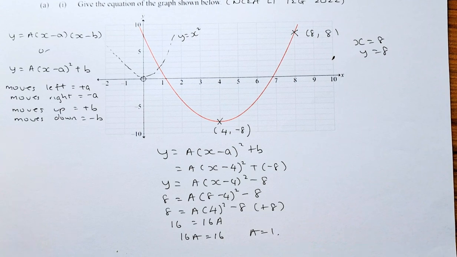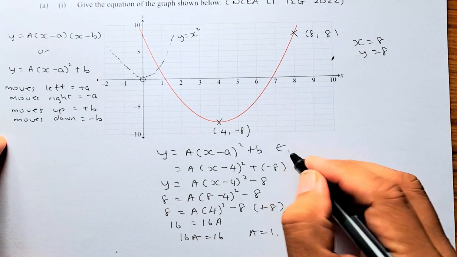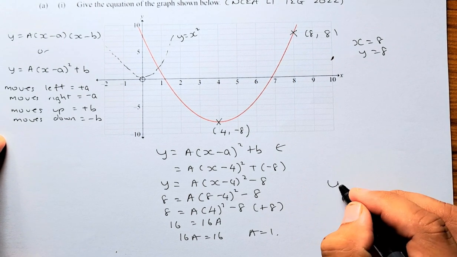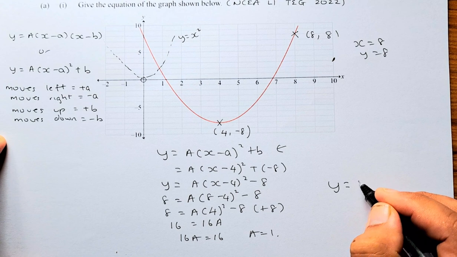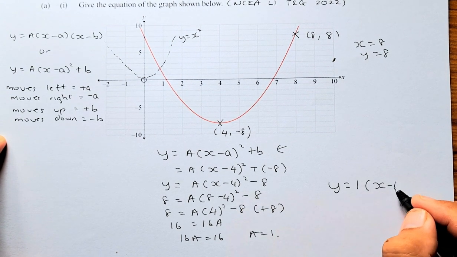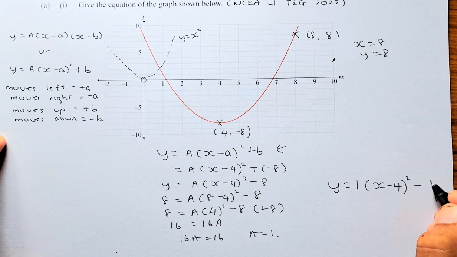In most cases in Level 1, the scale factor is going to be 1. The scale factor for Level 2 will be different numbers, could be a fraction, could be a negative number. For Level 1, it could be 1 or -1. Once we have found the A, we substitute back into the equation. So the equation of the parabola is y equals 1(x - 4)² - 8.